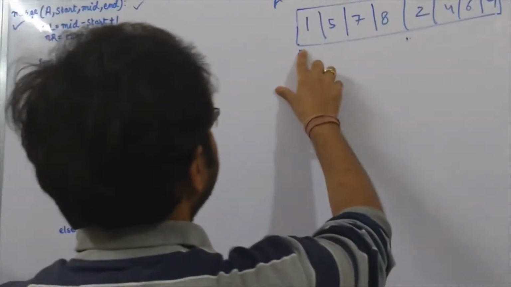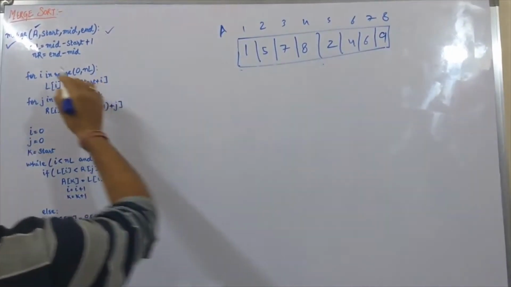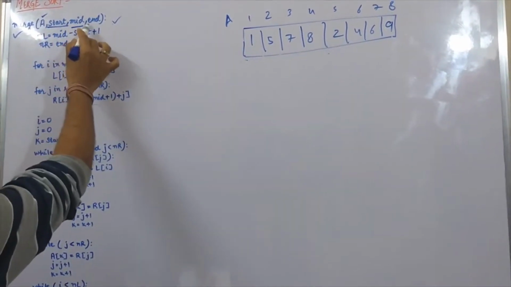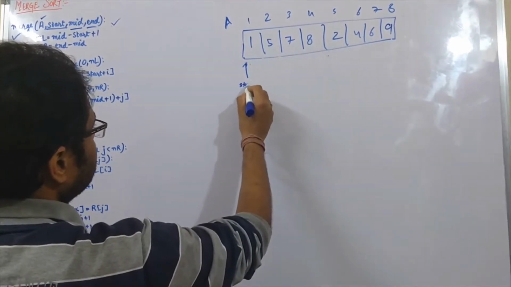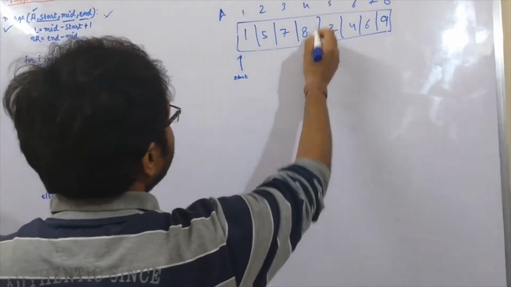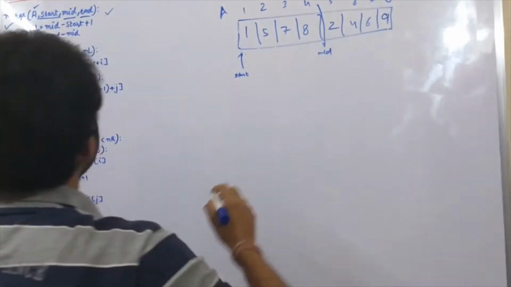So this is an array A. It has one start point, one midpoint, and one end point. So this is our start, this is our midpoint, and this is our end.